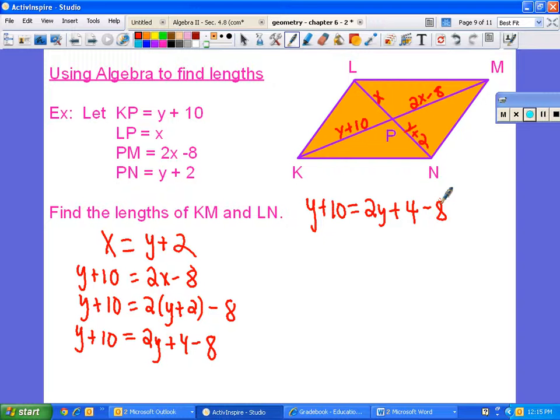Carla, what's the next step in solving this equation? I do want to get the y by itself, but before I can do that, I want to combine my like terms. You see any like terms on this side, Carla, that I might combine? Can you tell me what they are? Positive 4, negative 8. Okay, so I get that y plus 10 is equal to 2y, what? What's 4 minus 8? Negative 4. Good.